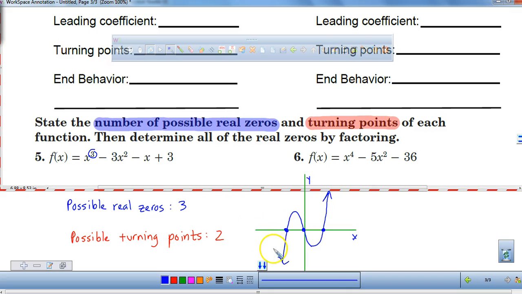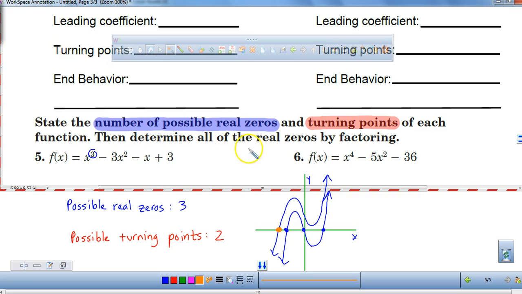Because you could have this exact same graph, but shifted up, and it could go down like this and not quite reach, and now you'd only have 1 real zero, but you would still have 2 turning points. It only crosses the x-axis once, whereas this one crossed it in 3 different places. Okay? So that's what it's asking you about.